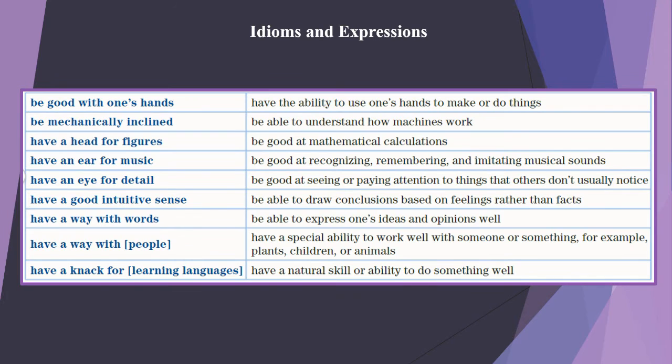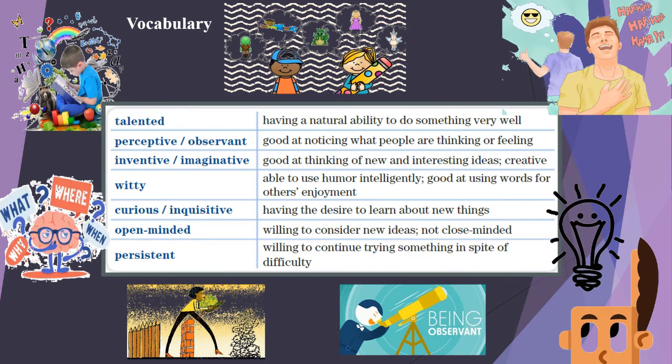In the following table, there are expressions to describe talents and strengths, such as be good with one's hands, be mechanically inclined, have a head for figures, have an ear for music, have an eye for detail, have a good intuitive sense, have a way with words, have a way with people, and have a knack for learning languages, for example. Continuing with the vocabulary, we have the adjectives that describe the aspects of intelligence: talented, perceptive, observant, inventive, imaginative, witty, curious, inquisitive, open-minded, persistent.